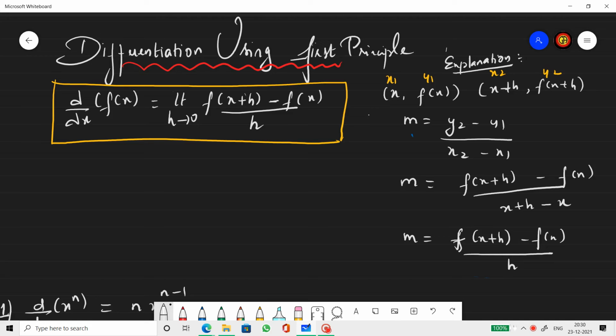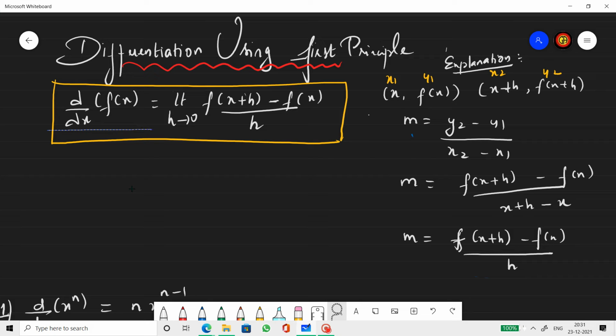Good evening, everyone. In today's class, we're going to start differentiation using first principle. Now, in that formula, differentiation of any function, derivative of any function, let it be f of x here. So, differentiation of f of x equals limit h tending to 0, f of x plus h minus f of x divided by h. Now, how is differentiation equal to this?